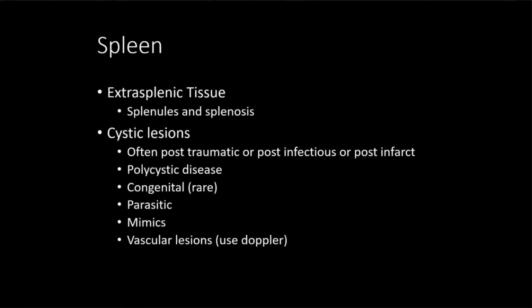So there's extrasplenic tissue. You can have splenules and splenosis. So the splenules are the nice little round guys, and the splenosis is where it's actually sticking to the peritoneum, and that is usually going to be post-traumatic. You can have cystic lesions. Often these are post-traumatic or post-infection, and it's basically a resolving infarct or resolving infection. Polycystic kidney disease. You can have congenital cysts, but these are pretty rare, much more rare than you would see in the kidney or the liver. Parasitic cysts. You can have mimics of cystic lesions, which would be like the vascular types, aneurysms, and those you want to actually use Doppler for.